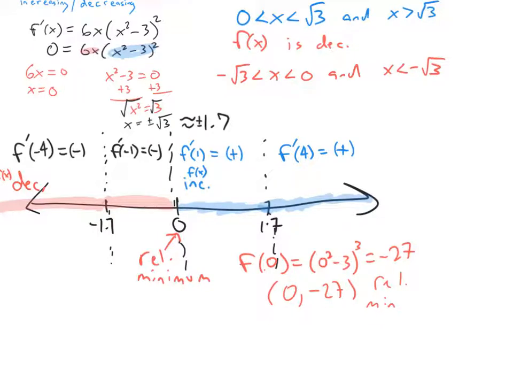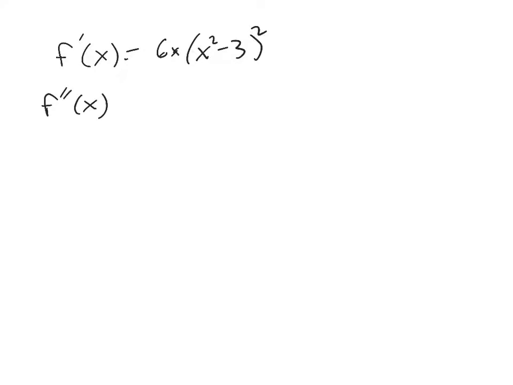All right, so let me start a new page. What I'm going to note is, let me bring back our derivative, which was 6x times x squared minus 3 squared. And notice what we want. We want the second derivative. We want to take the derivative again. And like I told you earlier in the semester, we're going to be taking a lot of derivatives. So here we're going to have to use a product rule and a chain rule.